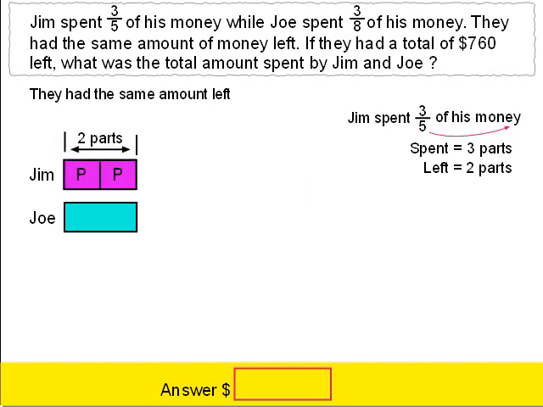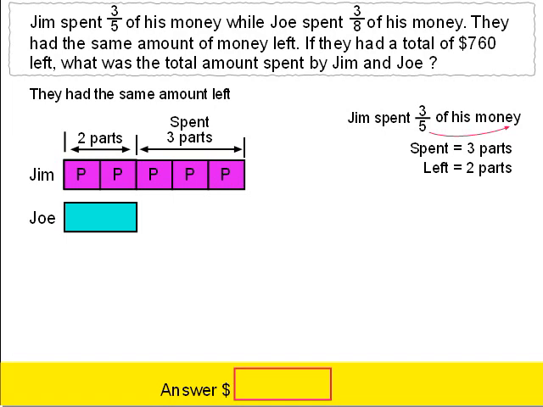So we cut it into 2 parts. And let's complete the model of Jim. So how many parts he had? He spent 3 parts. So we put down another 3 parts to indicate what he spent. So the total, 1, 2, 3, 4, 5 parts, is the total of Jim's money, as you can see from the model. Now then we go to the next statement of Joe.